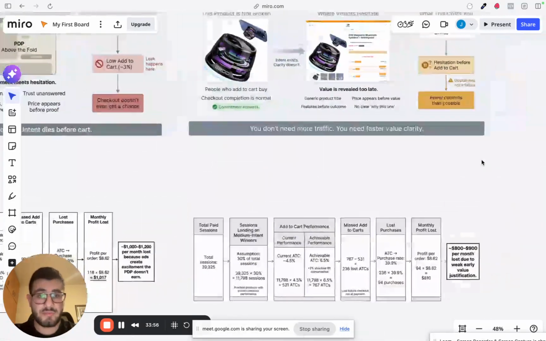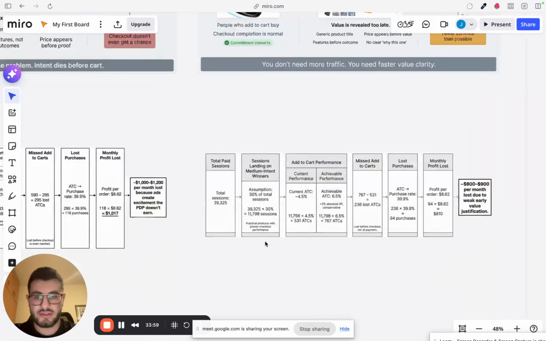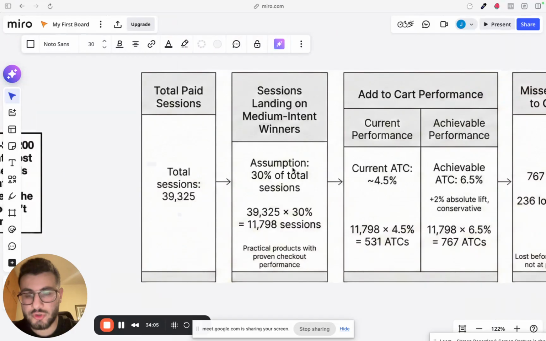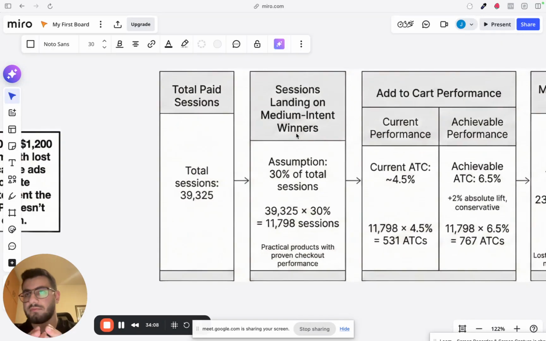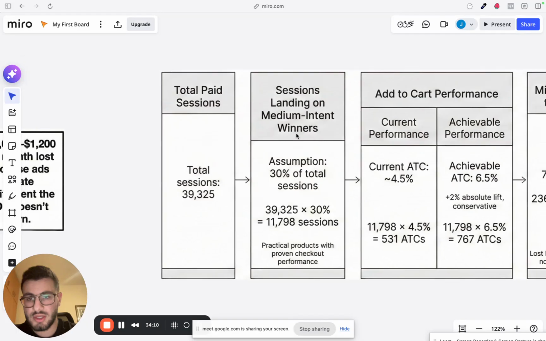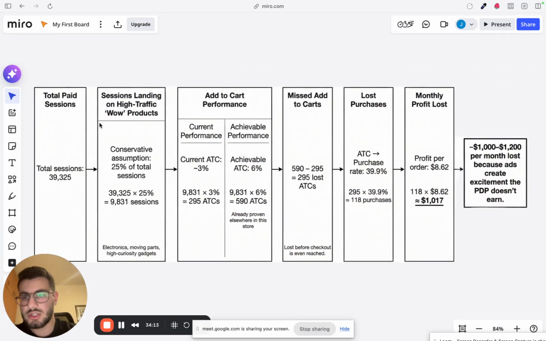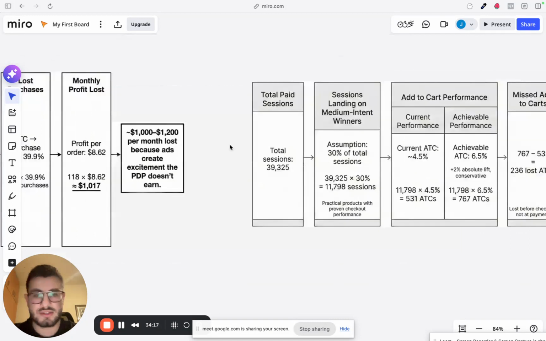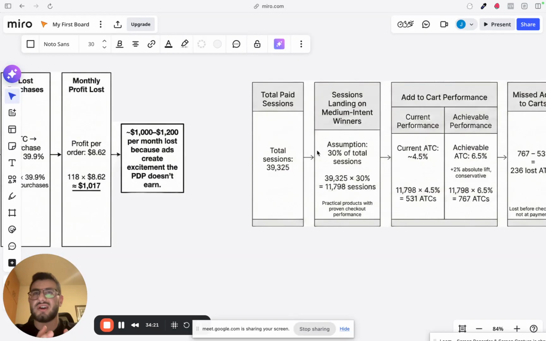Now, your leak three, which is value is not justified enough. Here we have the medium intent winners. These are also in bucket B, but they are different than the high traffic wow products. These medium intent winners don't have a lot of intent, but they're actually winners. You know what I mean? The ad promise is the same as the PDP promise, which is great, but the actual intent on these products is lower.